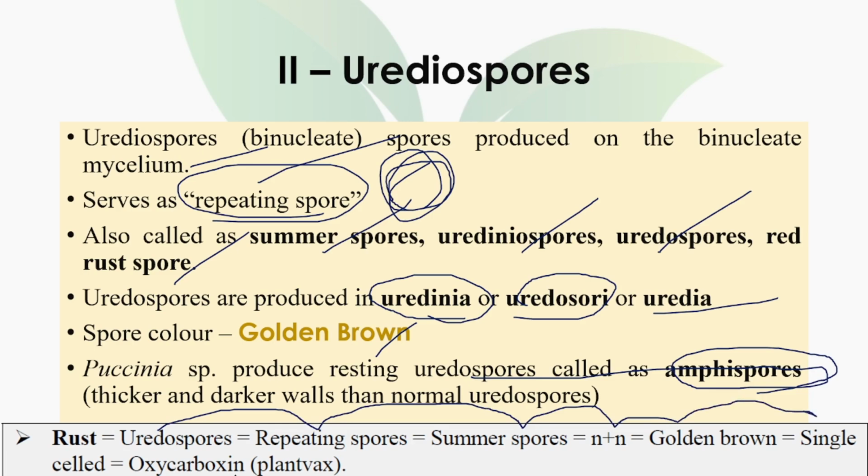They are single celled. A specific fungicide recommended is oxycarboxin. You can recommend it for seed treatment. You can also use it for spraying as well. The trade name of oxycarboxin is Plantvax. So please take a look at it. Very simple. Rust will produce uredospore, repeating spore, summer spore, N+N, golden brown, single cell, oxycarboxin. Everything is finished here itself, right?